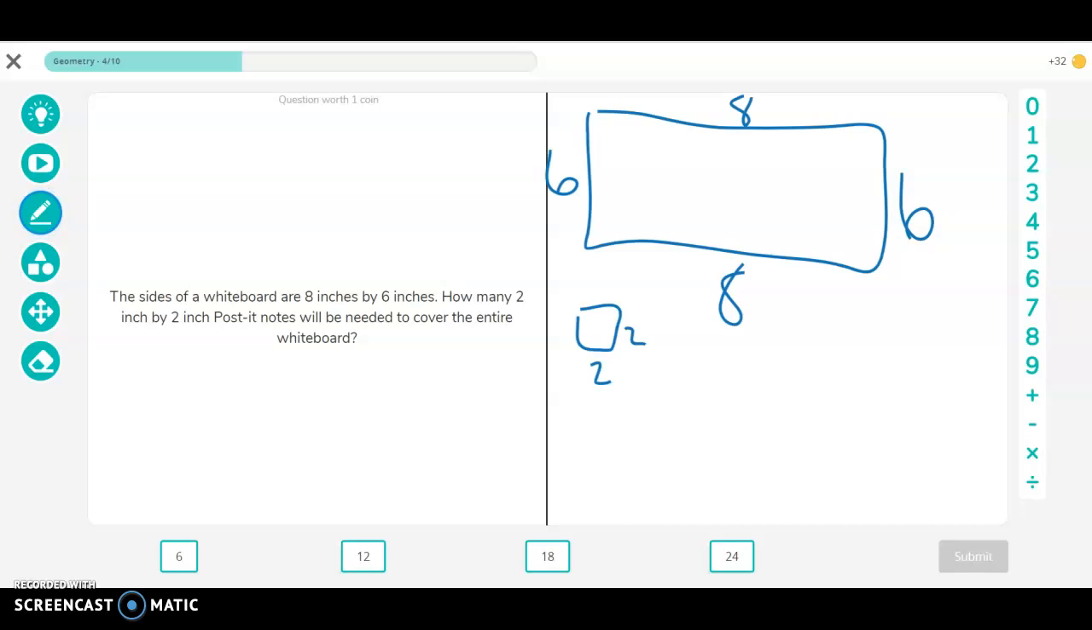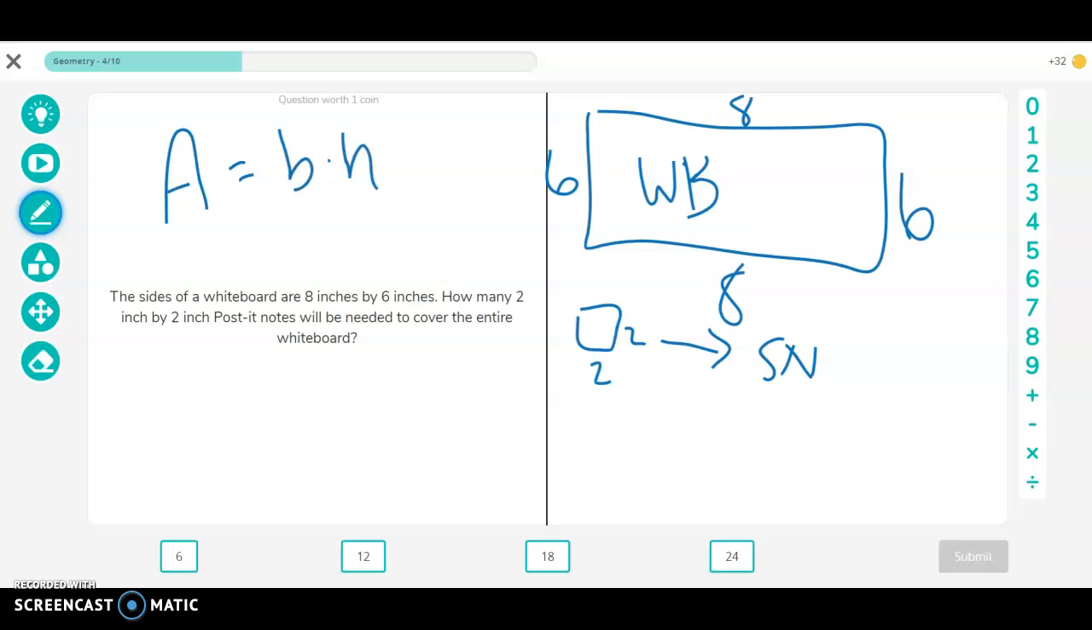Alright. You're going to find the area of each thing that we need. So we have the area of the whiteboard. So this is your whiteboard. And this is your sticky note. So to find area of a rectangle, it is just base times height. It's pretty easy. So for the whiteboard, I'm going to erase some stuff real fast.